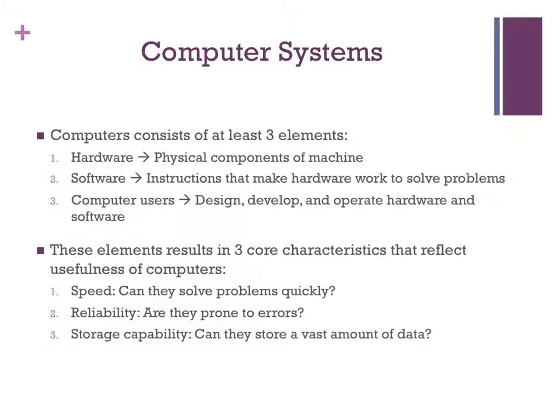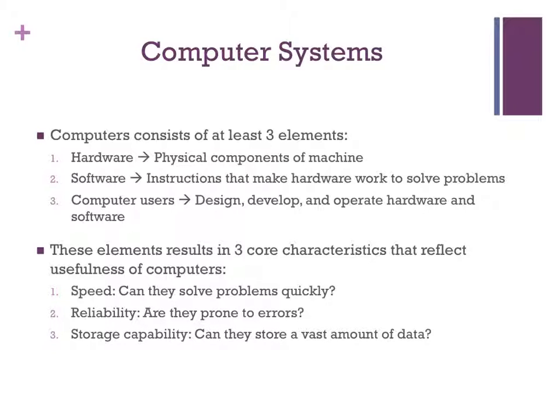The computer system consists of at least 3 elements: hardware, software, and computer users. Hardware refers to the physical components of the machine. Software refers to the instructions that make the hardware work to solve the problems. And people are the computer users because they design, develop, and also operate the hardware and the software.